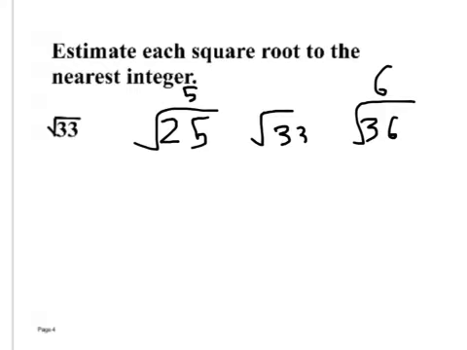What is this closest to? The square root of 25 or the square root of 36? Closest to the square root of 36, right? So since we're rounding to an integer, what should I write? 5 or 6? 6. Okay.